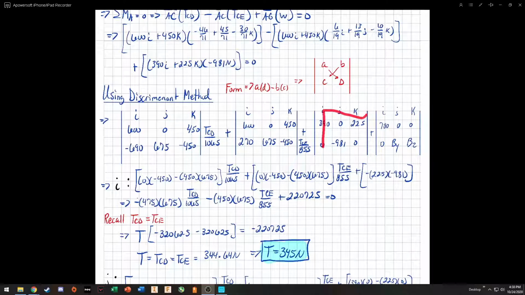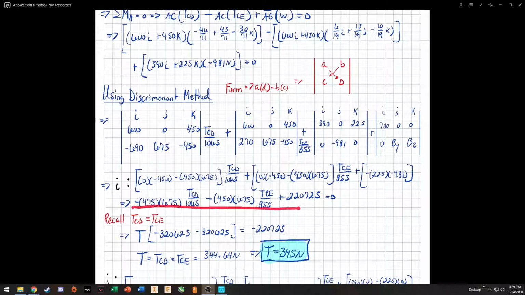Same thing for this one over here. We get 0 times 0 minus 225 minus 981. Now on this portion, when we do it on this section right here, we get 0 times that times minus 0 times that. So all that becomes 0, so I don't even write it down.